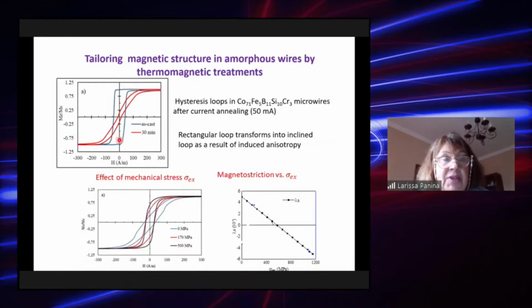For the same wire, if it is annealed by current, it is possible to induce, you can see here this red curve, circular anisotropy. And then if the stress is applied, for example, this blue line with zero stress, we go back to rectangular hysteresis.